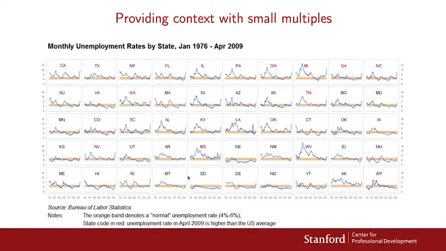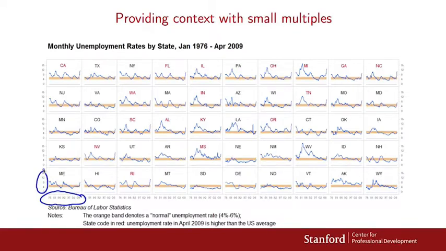Here's another example showing small multiples. It shows the monthly unemployment rates for each state from January 1976 to April 2009. Each plot is a time series plot. That means on the horizontal axis we have time from 1976 to 2009, and on the vertical axis we have the unemployment rate. The line that's given in each graph shows how the unemployment rate changes over time.